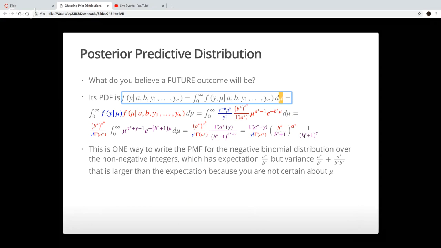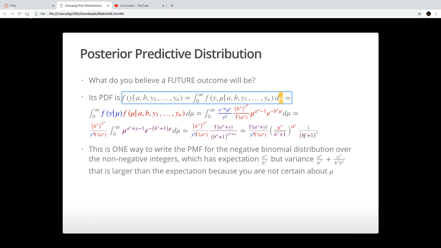The negative binomial distribution has expectation in this case of a star over b star, but unlike the Poisson distribution, whose variance was equal to the expectation, in this case the variance of a negative binomial is equal to the expectation plus a star divided by b star squared. Both a star and b star are positive, so the variance of a negative binomial distribution is going to be greater than its expectation. The negative binomial distribution is going to have more variance than a Poisson distribution, even if they both have the same expectation.